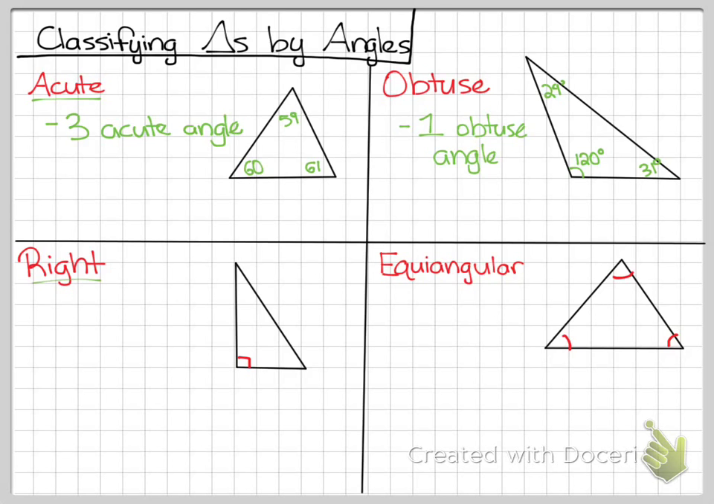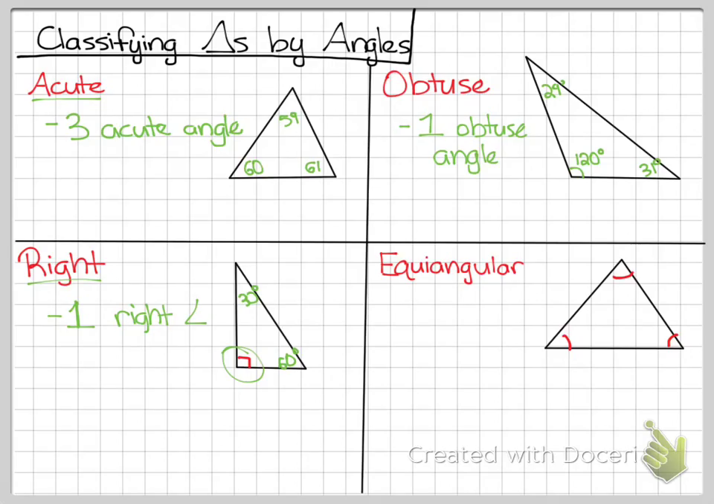The next one would be right. A right triangle has 1 right angle. And again, it just has to have 1. So these other 2 angles, for instance, will both be acute. But that doesn't mean it's an acute triangle. Since it has that right angle here, it is a right triangle.